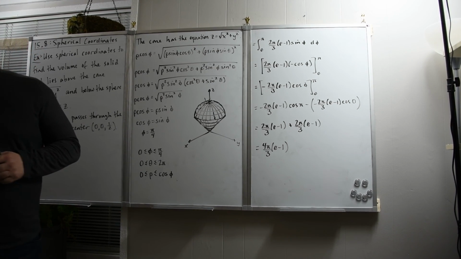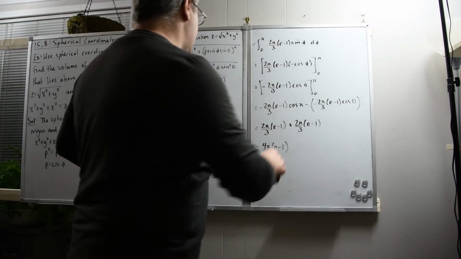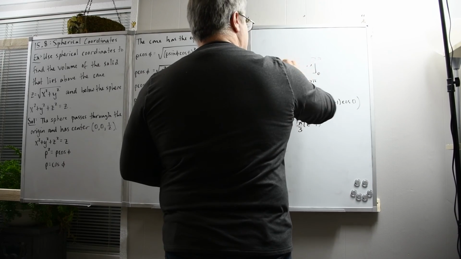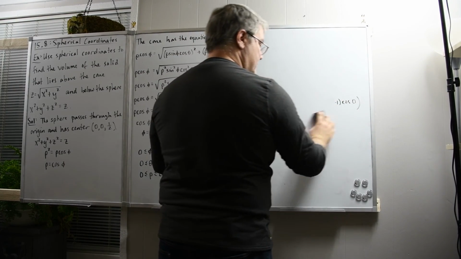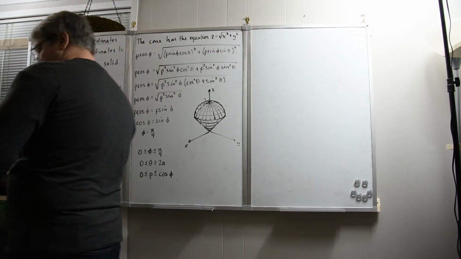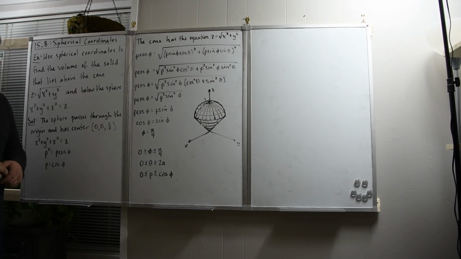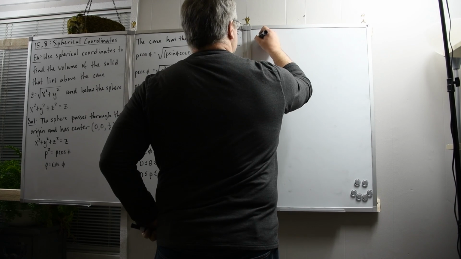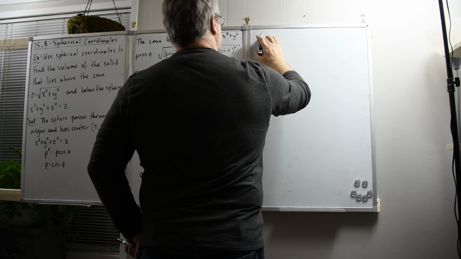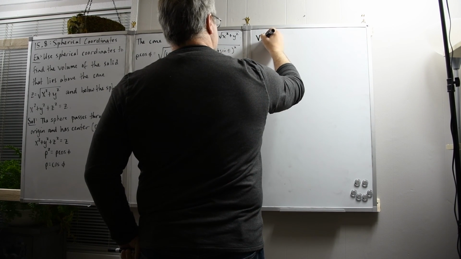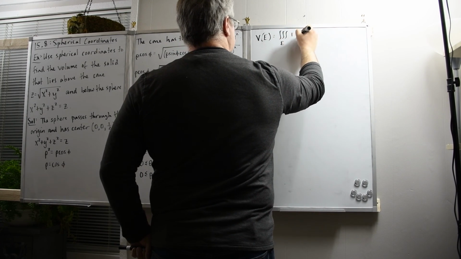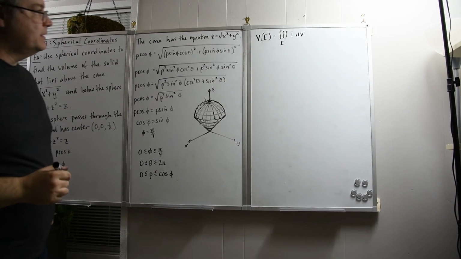Now, let's bear in mind that the volume of our solid is the triple integral of 1 dV. So, if our solid is called E, triple integral over E of 1 dV. That's the volume of that solid.